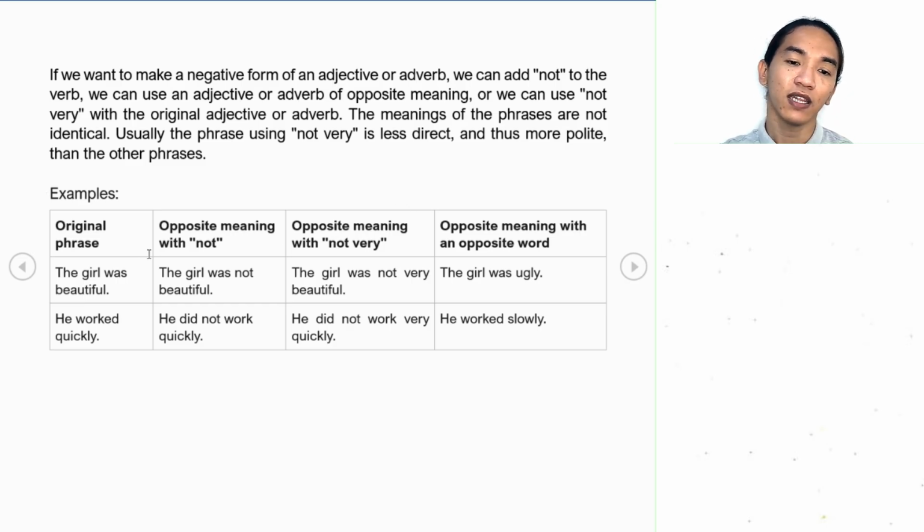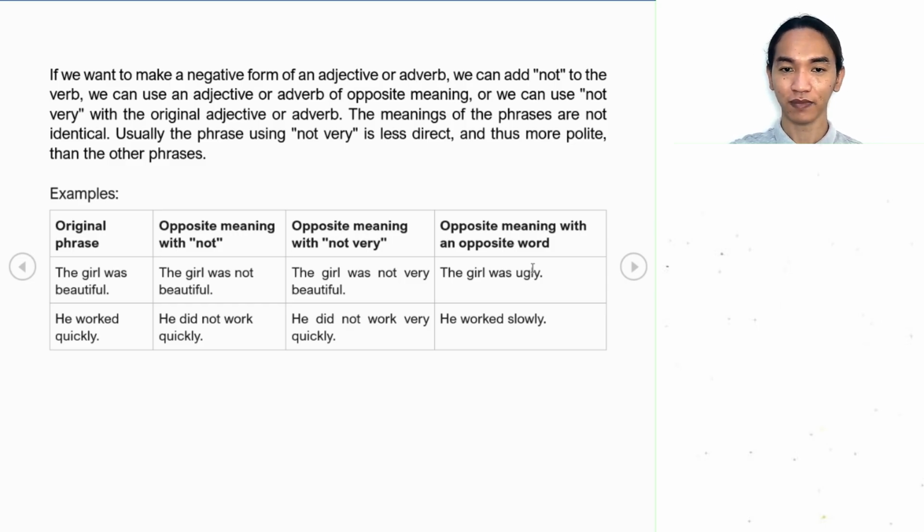So let's see. The girl was beautiful. So the meaning with not, the girl was not beautiful. Opposite meaning with not very, the girl was not very beautiful. So it's negative. Opposite meaning with an opposite word, the girl was ugly. So you just use an opposite word instead of using not very.